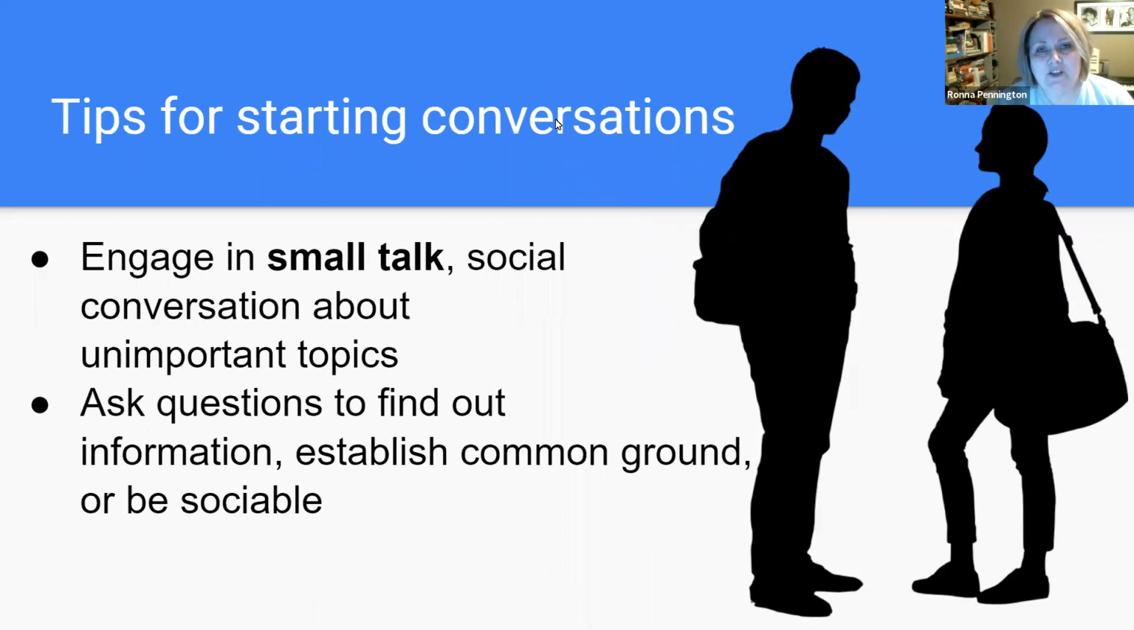So the best way to start a conversation with someone that you don't know is through small talk. And it's called that because it's about unimportant topics. Never start with things like religion or politics right out of the gate. You're sure to step on somebody's toes and have to employ those strategic flexibility cues that we've been going over. But small talk is social conversation about unimportant topics. You can ask questions to find out information, to establish common ground, and it's just honestly to be sociable.